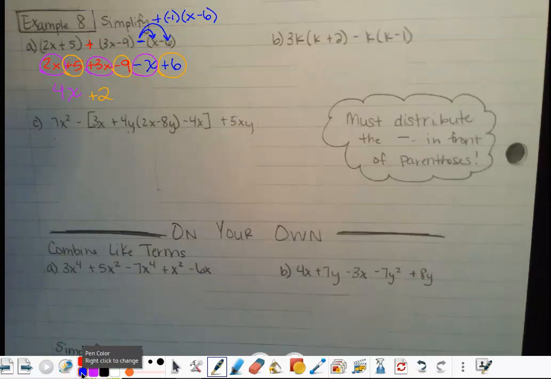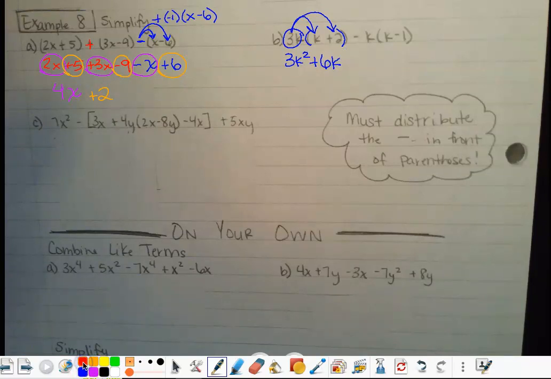Let's try the next one. Maybe that'll make it a little easier. So we have the 3k outside of our parentheses that we need to distribute. So 3k times k gives us 3k squared, because k times k is k squared. 3k times a positive 2 is going to give us a positive 6k, because 3 times 2 is 6.